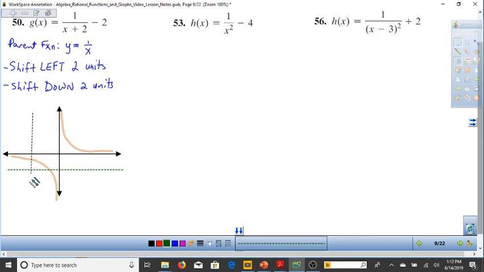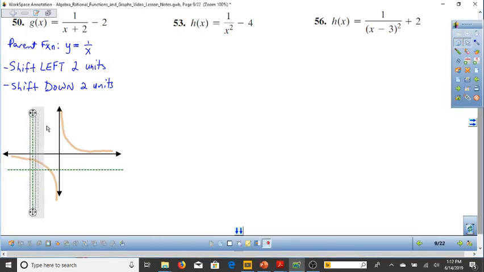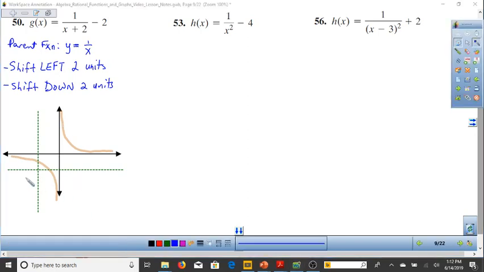So when I shift the graph over now, my y-axis gets shifted to the left 2 units, and the x-axis gets shifted down 2 units. So my new asymptotes are y equals -2 and x equals -2. When I draw the graph now, the graph gets shifted to the left and down.